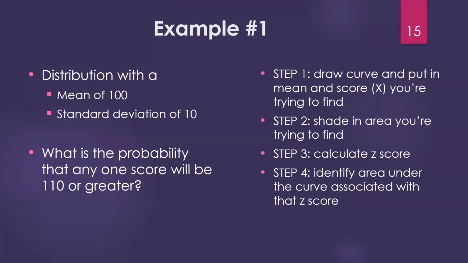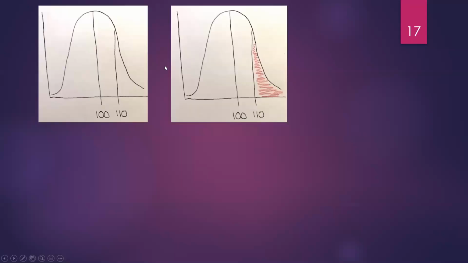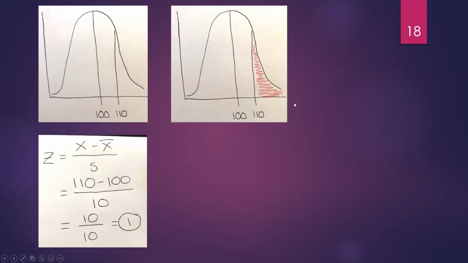Step 2 is to shade in the area that we're trying to find. Here, this question asks, what's the probability that any one score will be 110 or greater? So if it's 110, we're shading in above this, right? Greater than is to the right, less than is to the left. So if this problem instead said, what's the probability that any value is less than 110, we would be shading everything over here, right? But you're shading in the area that you're trying to find. Here we're trying to find everything that's greater than 110.